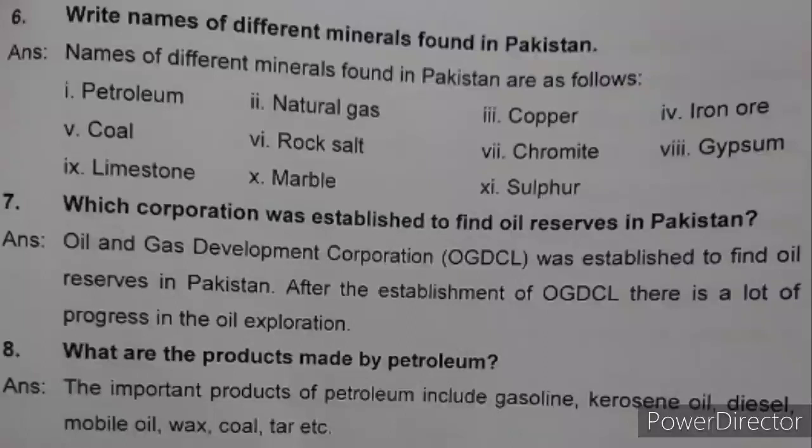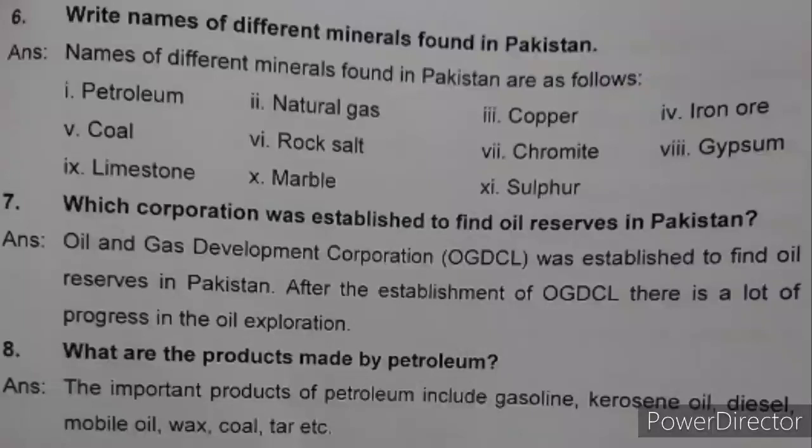Write names of the different minerals found in Pakistan: petroleum, copper, coal, chromite, limestone, sulfur, natural gas, iron ore, rock salt, gypsum, and marble. All these are in Pakistan. Which corporation was established to find oil reserves in Pakistan? Oil and Gas Development Corporation OGDCL was established to find oil reserves in Pakistan.